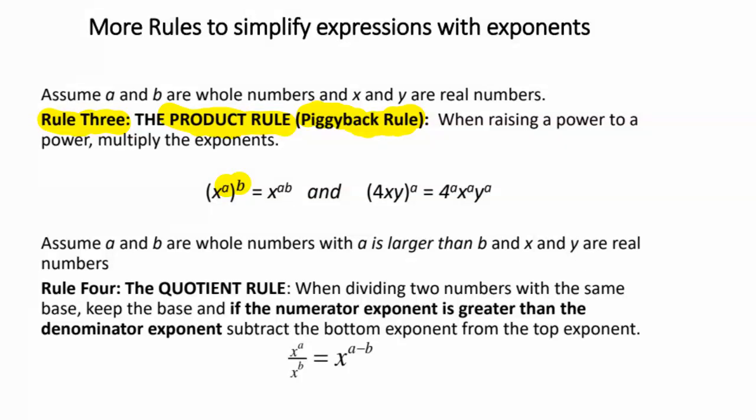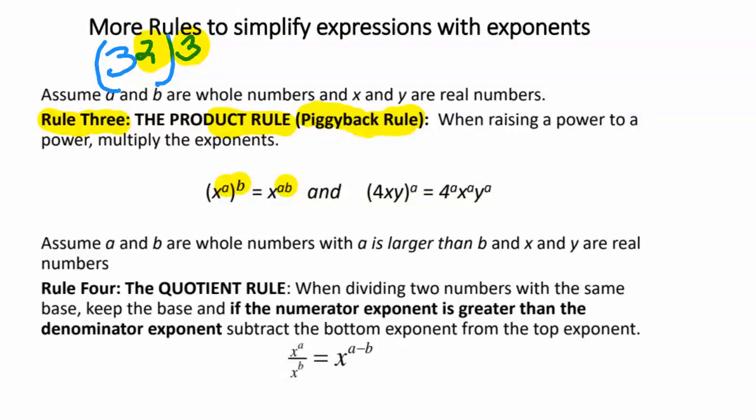So with the power rule, I am multiplying. And let me give you a little example. I'm going to do this the long way. If you remember, I have 3 squared cubed. This is 3 squared with a 3. This is an exponent. This is an exponent.